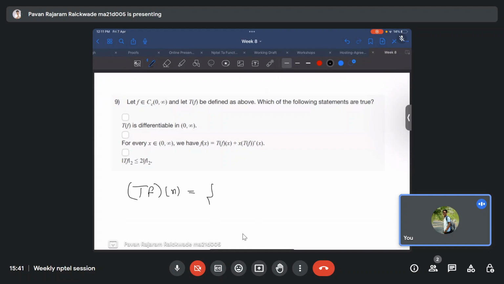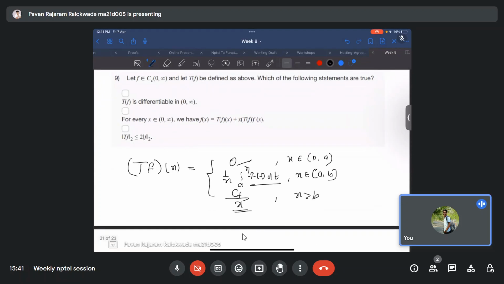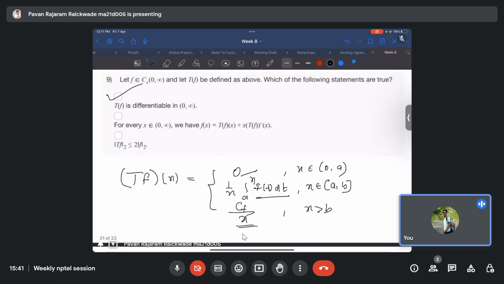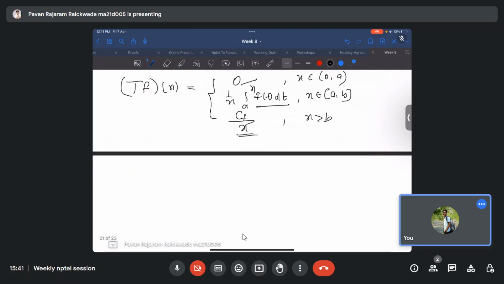Tf is just 0, then the function 1 by x integral a to x f(t) dt, by the fundamental theorem of calculus, is differentiable here. This is just constant 0. This is Cf back, so this is also differentiable because x is greater than b. So each part is differentiable and continuous at the endpoints, so Tf is differentiable in (0, infinity). Easy to follow. Then for every x in open (0, infinity), we have f(x) equals Tf(x) plus x Tf'(x). Okay, let's see.